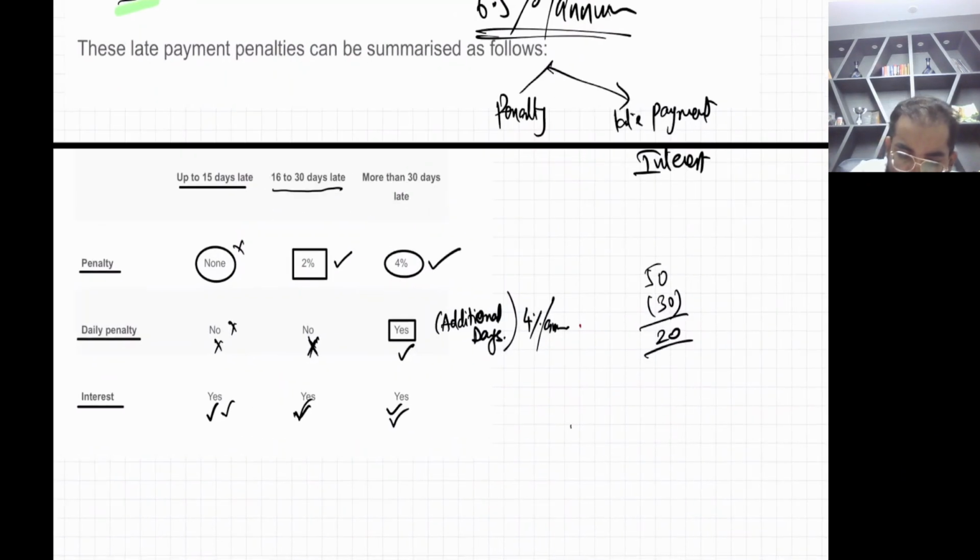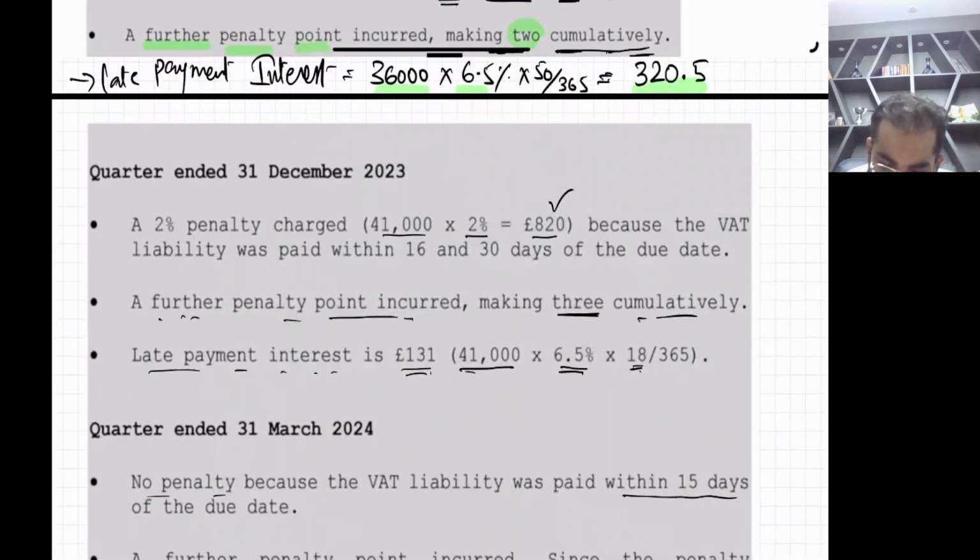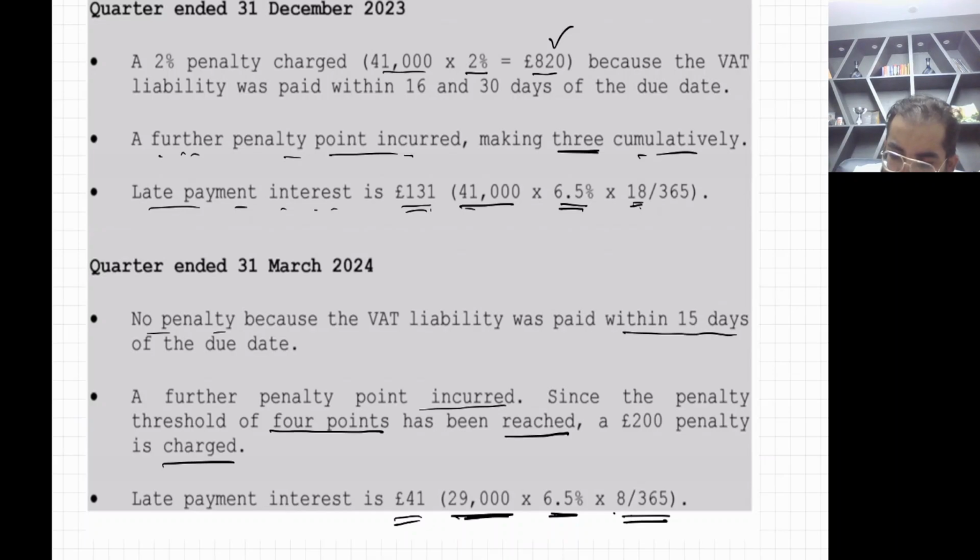8 days means less than 15 days, so no normal penalty. And there is no daily penalty. See the first column, there is no daily penalty. But yes, interest is always charged. So you need to check it out. See this, no penalty because the VAT liability was paid within 15 days of the due date. No daily penalty as well.